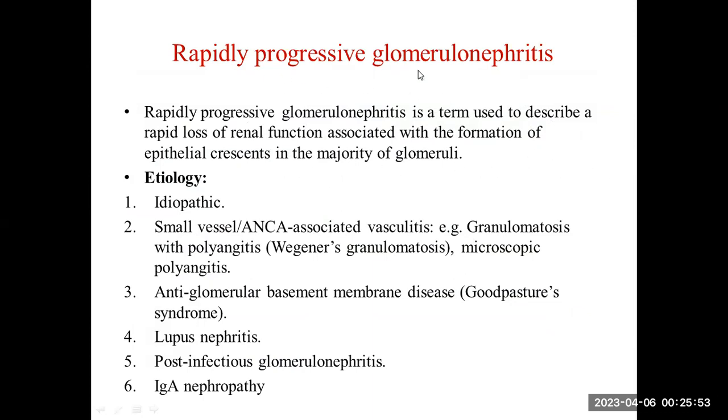So to make a diagnosis of rapidly progressive glomerulonephritis, you need to have rapid loss of renal function, worsening of the renal function over days or over weeks, in combination with epithelial crescents on biopsy. So you need clinical features with histological findings to make the diagnosis, and it's also called crescentic glomerulonephritis because it's characterized by formation of epithelial crescents in the glomeruli.